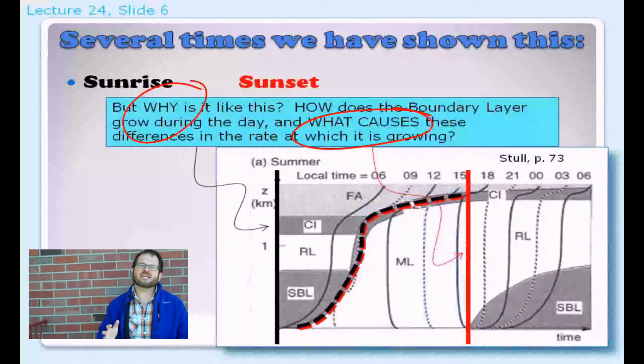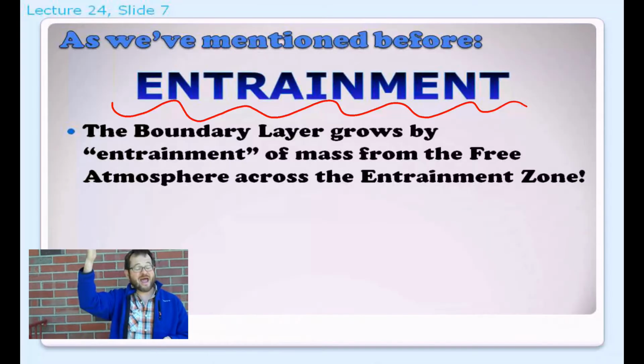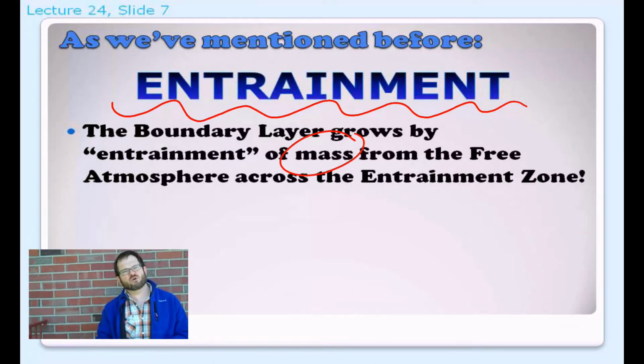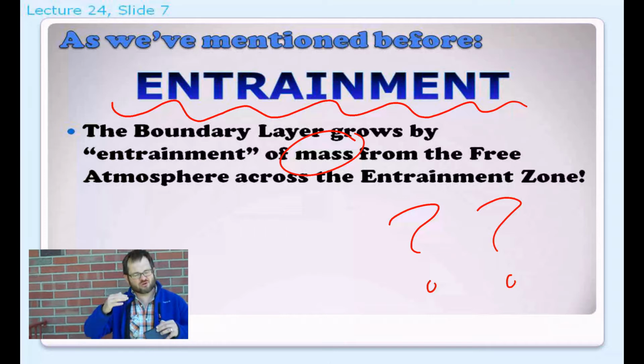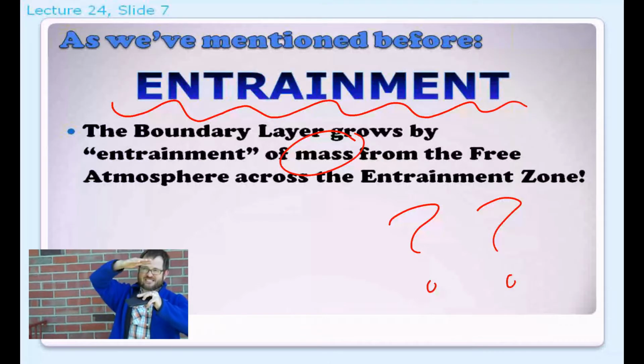To understand this, we need to get back to our idea of entrainment. The boundary layer grows by entrainment of mass from the free atmosphere down into the boundary layer. I was thinking students could have other ways that they might think this would work. For example, a student might be forgiven for thinking that maybe the boundary layer warms with respect to time, and that would be expanding it. No, that's not what it is at all. It's literally the entrainment of mass into the boundary layer.